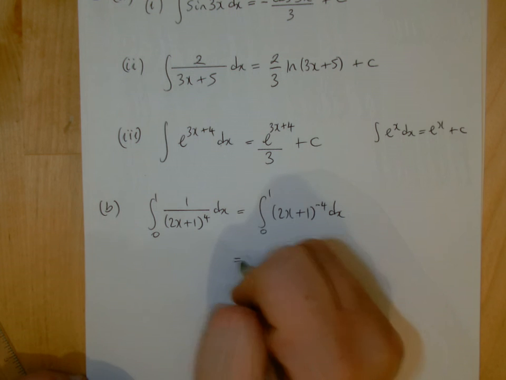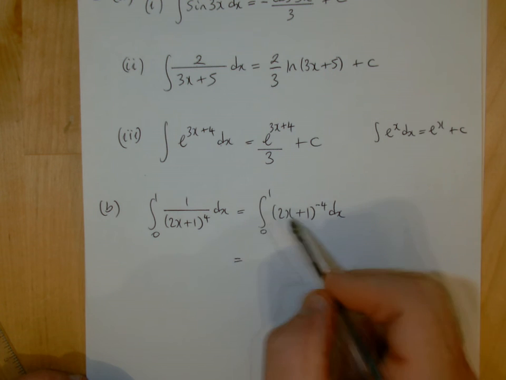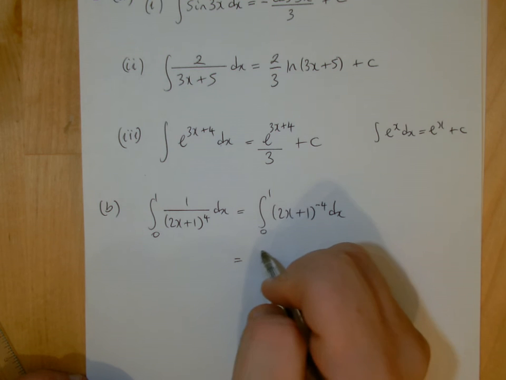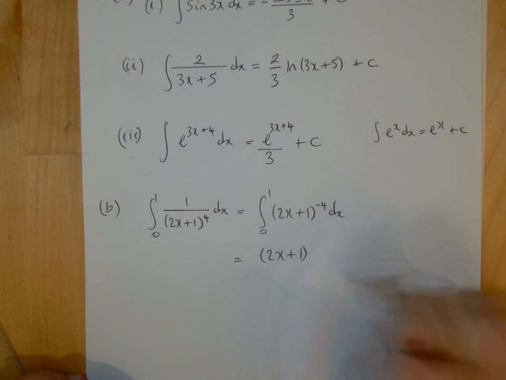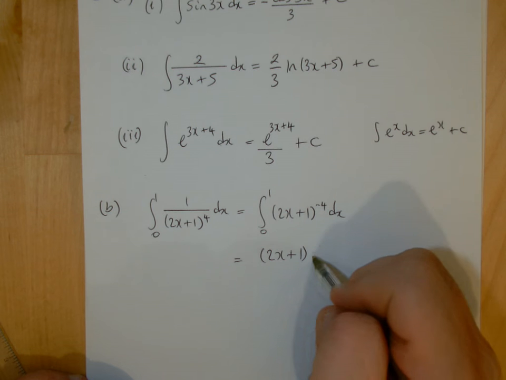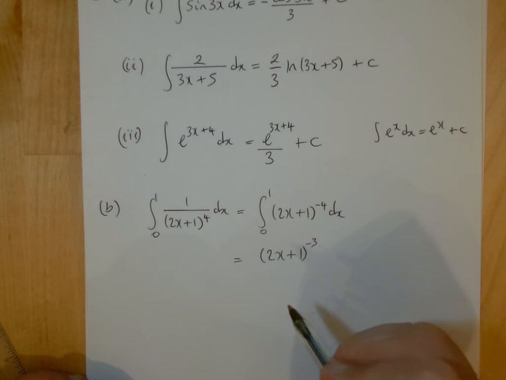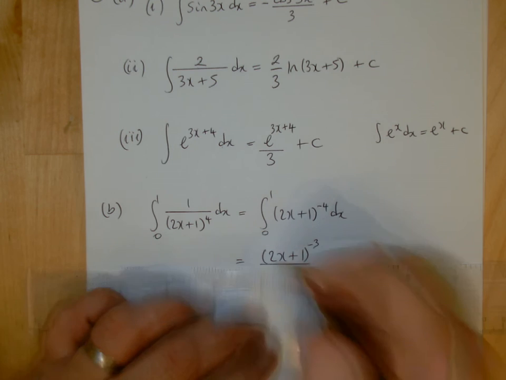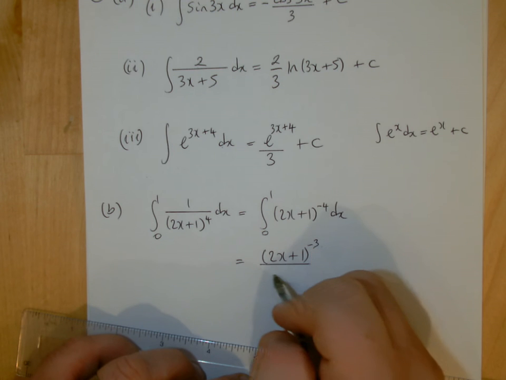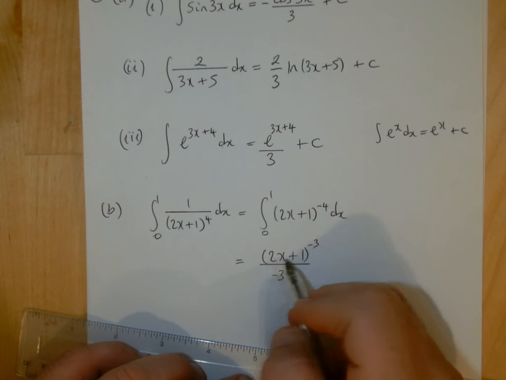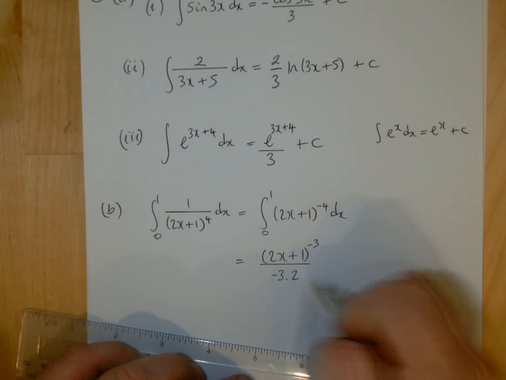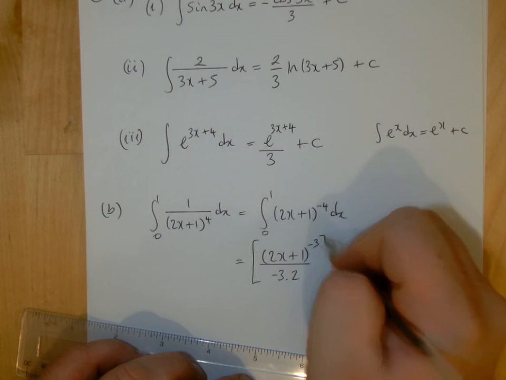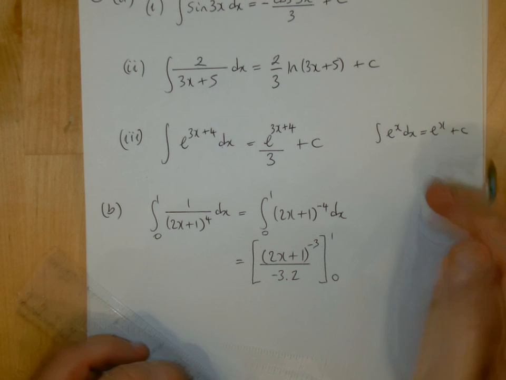Now of course when we integrate, we go back to our very first rule, because we've got a linear bracket here to the power, so we add 1 to that power, so that'll be 2x plus 1. If we add 1 to that, you get minus 3. Okay, divide then by this power, which is minus 3, times then by the derivative in here, which is 2. Now I don't need to write a plus c, but what I do need to do is put square brackets around it and write my limits between 1 and 0.